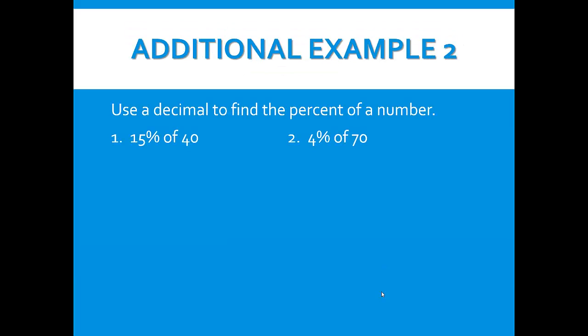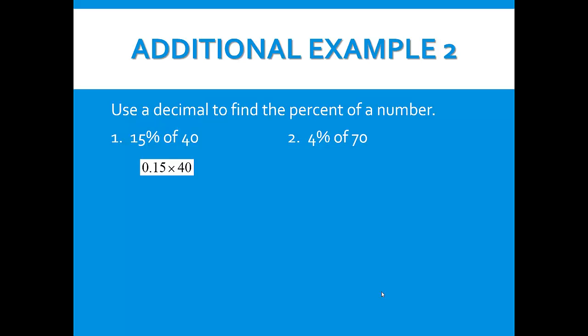Now we have additional example. You can pause the video and try it on your own, or you may follow along. Use a decimal to find the percent of a number. For number 1, we're going to do 15% of 40. 15% as a decimal is 0.15. So we're going to do 0.15 times 40, or 15 hundredths times 40.